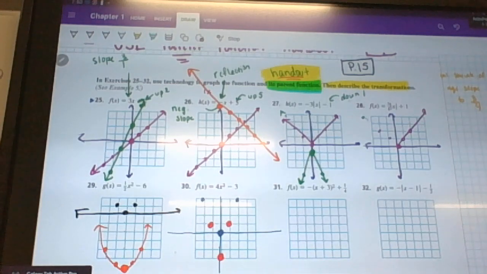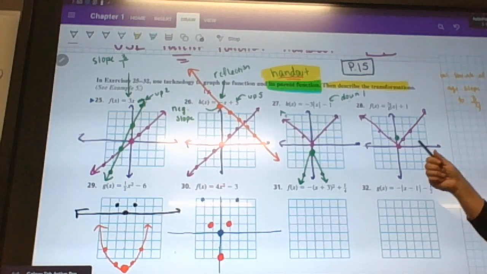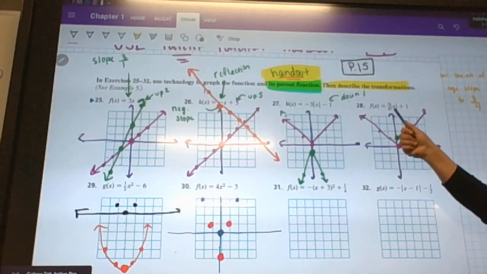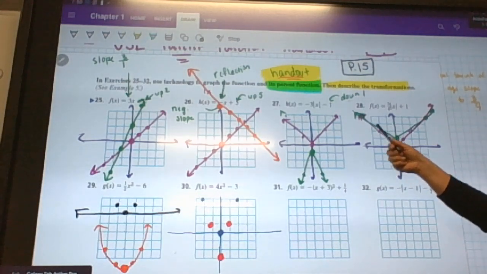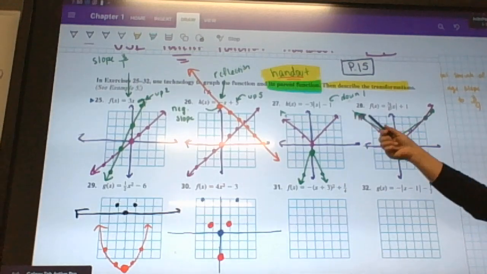If you've done all these assignments, you have these parent functions memorized now. This one's going to be up 1. So I put my dot here. And this is the slope, up 3/4. That doesn't look symmetrical. So it's up 1, and it's a bit wider, so they are kind of overlapping here at the ends.